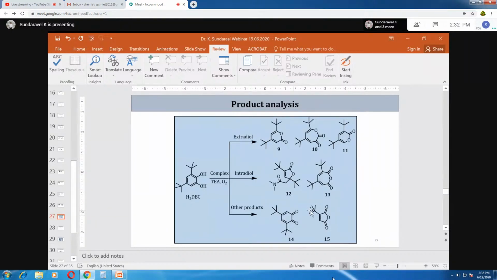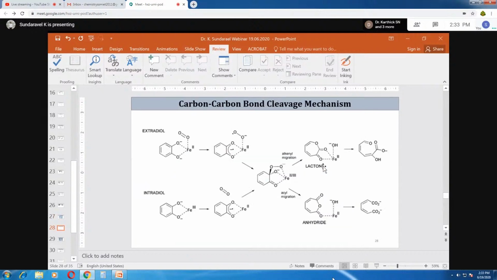These are the self-oxidation products which are observed, but we are not mainly focusing on that. We will focus mostly on the internal as well as external product cleavage, as well as their ratios, that give further insight into our mechanism. This is what we have already shown. This intermediate, if it undergoes alkyl migration, will lead to the lactone formation. If it undergoes acid migration, that will lead to the intradiol product.